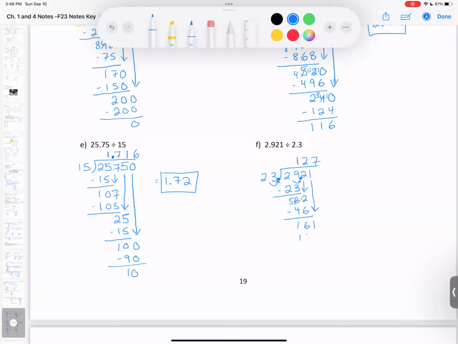So the answer here is 7, and that's as far as you need to go because you no longer have anything remaining. So our decimal place goes right up here, and our answer then is 1 27/100.